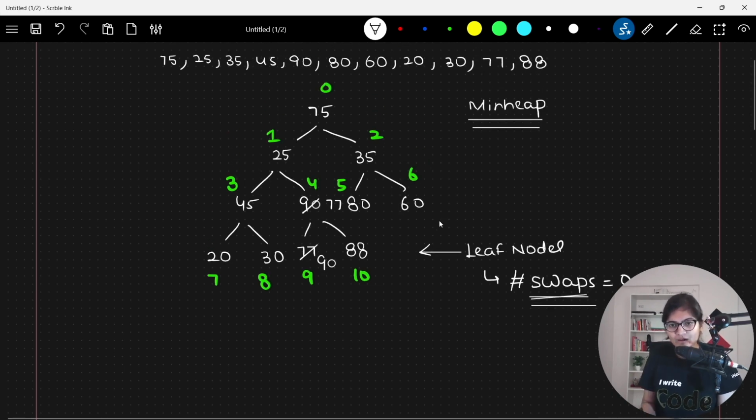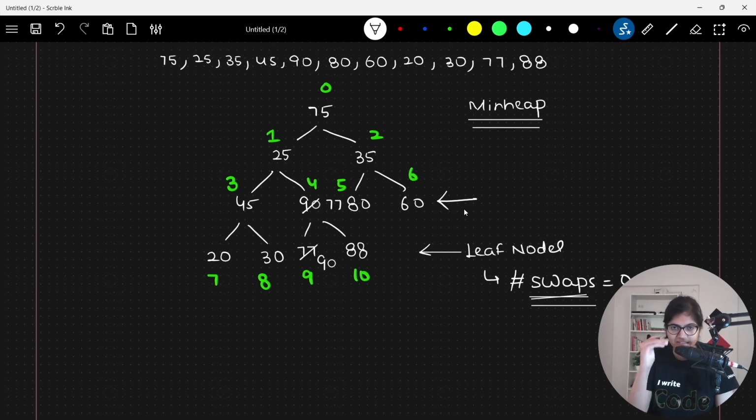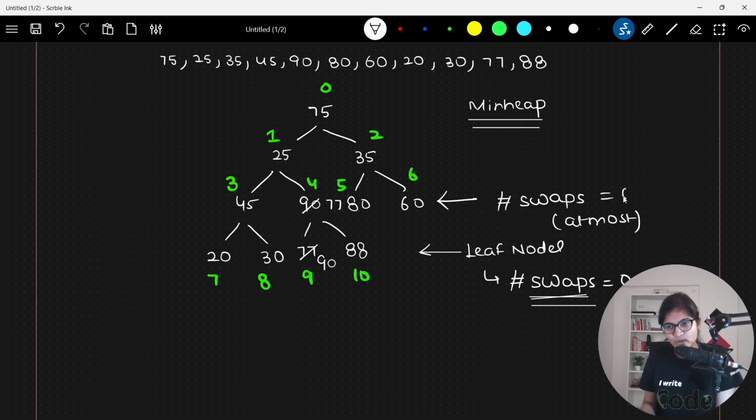Now when I move to the level above the leaf node, at that point there will be the maximum number of swaps. At most, it might be the case that it is not required, but at most the number of swaps will be equal to 1. Can I say? Right? Just like the way we have seen here.